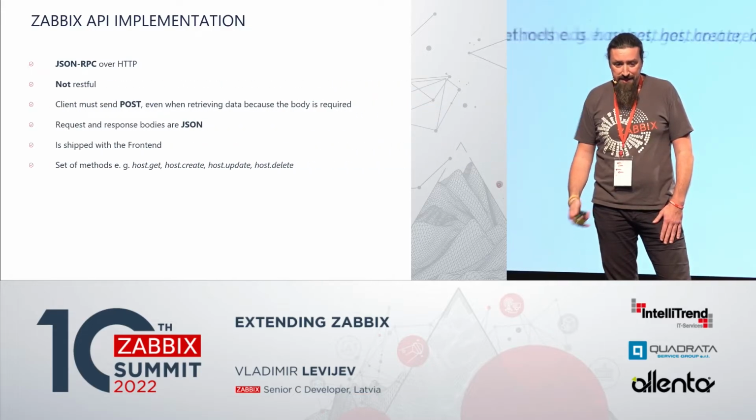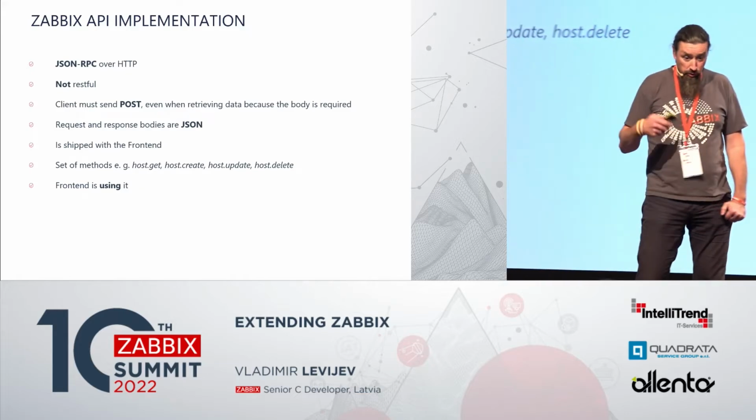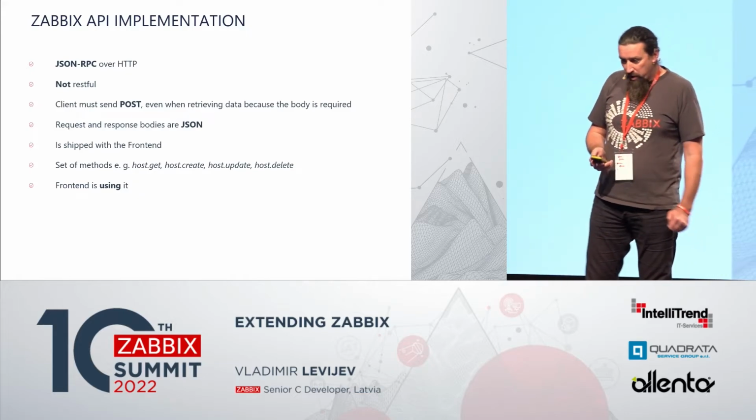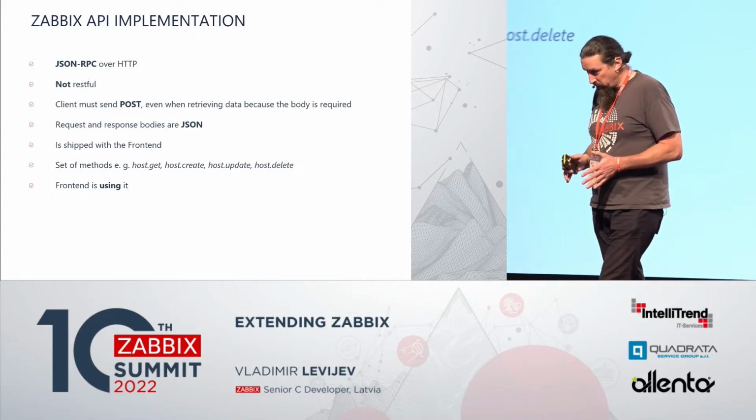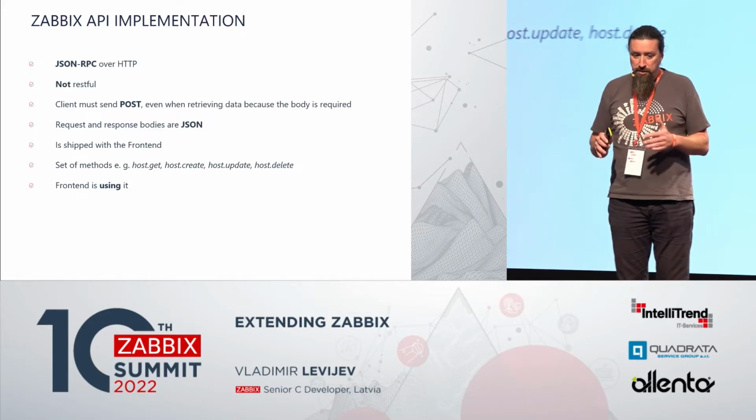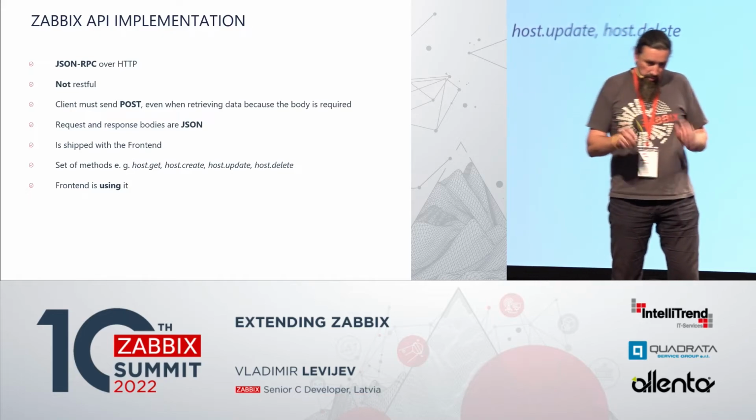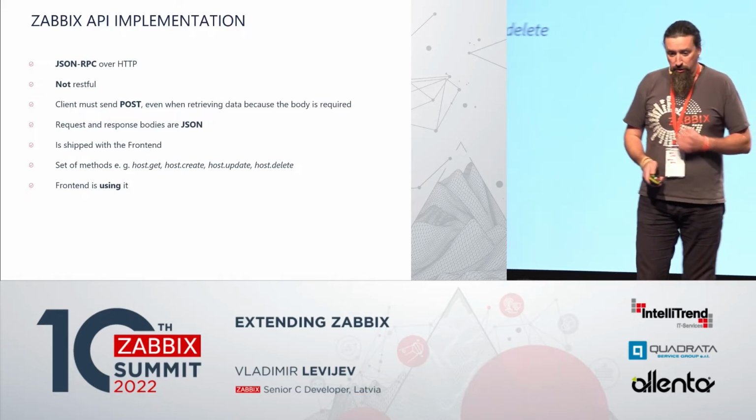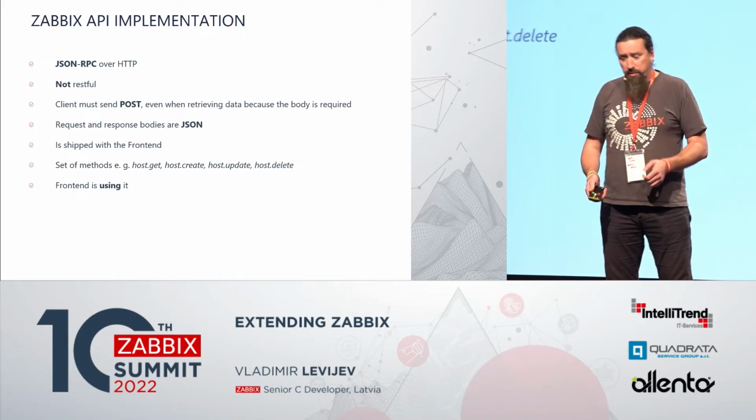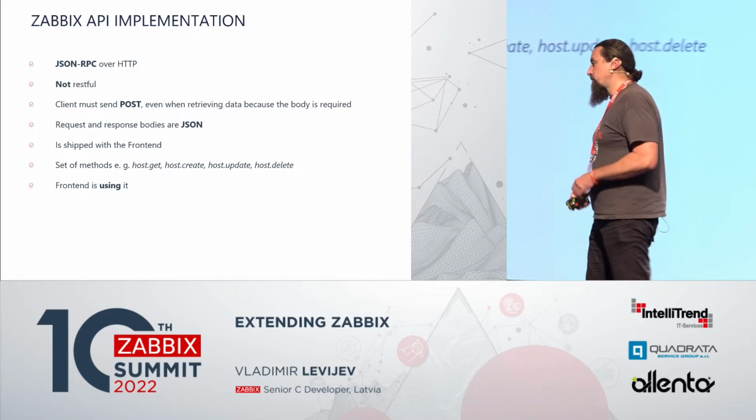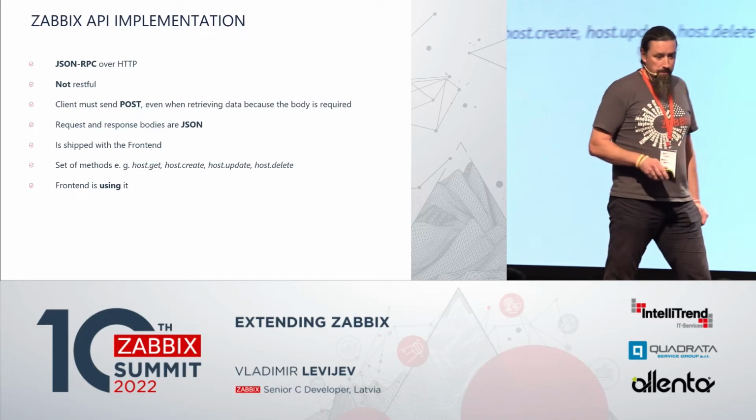How Zabbix API is implemented? It's implemented using JSON RPC protocol over HTTP protocol. Our API is not RESTful. The client must always use post method, and even if you get data, you still use post method and the body. So in each request, the body is obligatory and the post method is also obligatory. The bodies are in JSON format. Zabbix API is shipped together with frontend. You don't have to install it separately. And the frontend itself is using Zabbix API.